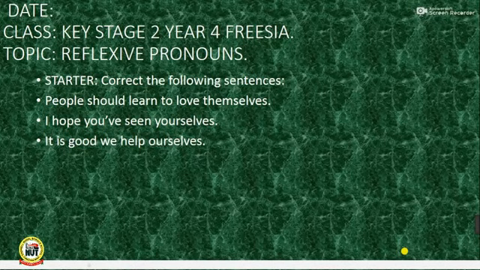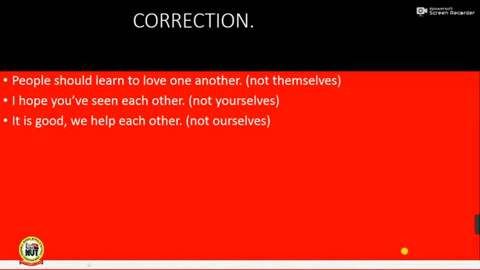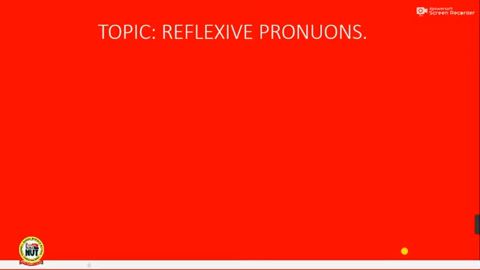Have you been able to do that? Let's move to the correction. Now, I want you to write down this correction. People should learn to love one another, not themselves. I hope you have seen each other, not yourselves. It is good we help each other, not ourselves. So if you've written that, we're going to be discussing reflexive pronouns, and that is why we have that as a starter.